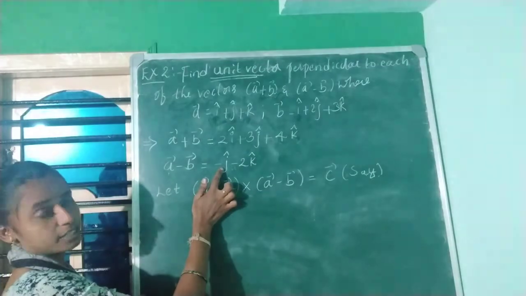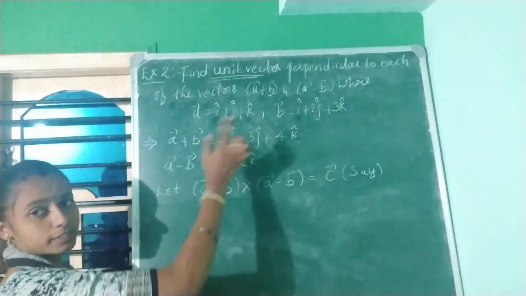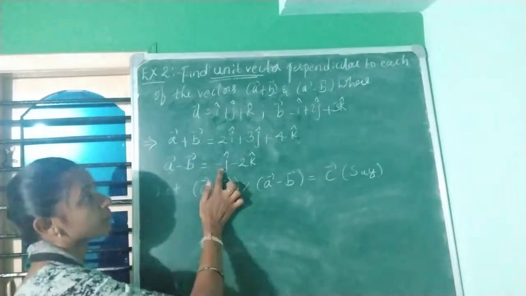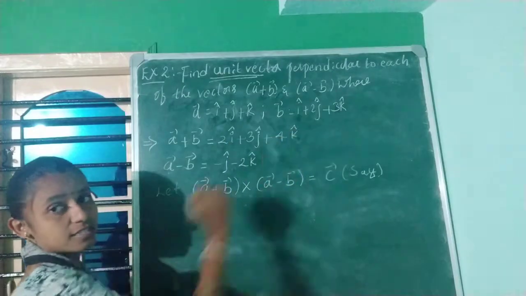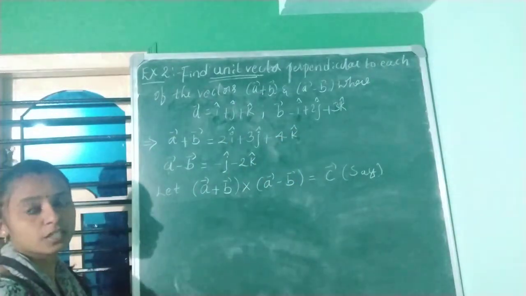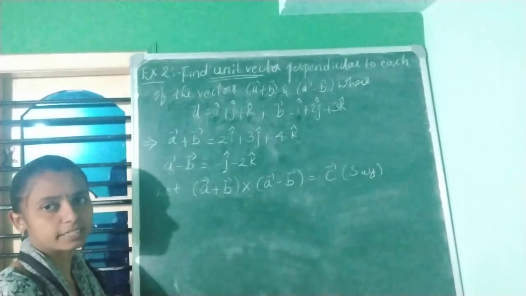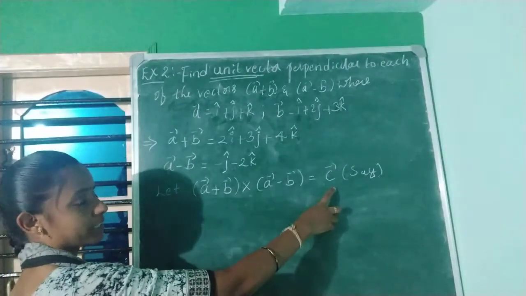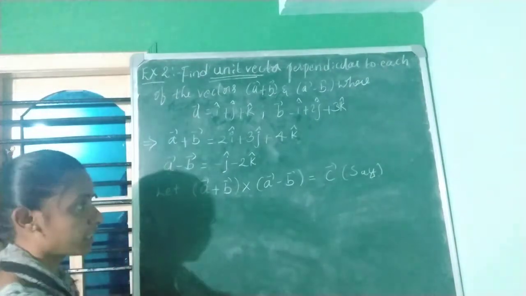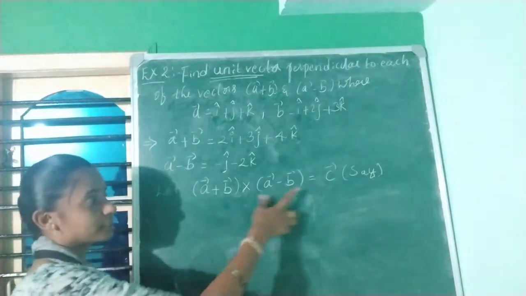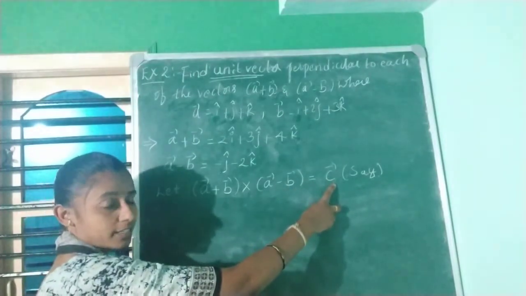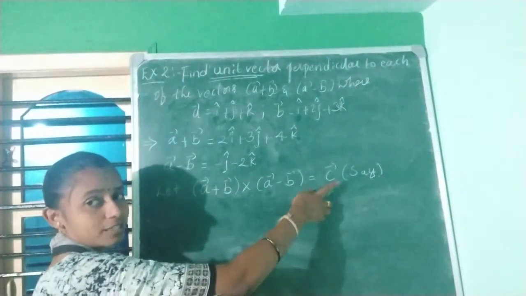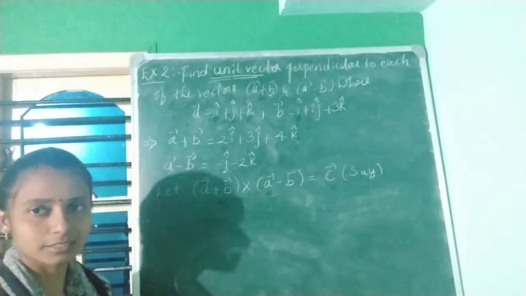Next, a minus b: i minus i, both get cancelled. Next, j minus 2j will be minus j. Next, k minus 3k is minus 2k. So instead of writing all the steps, that is a plus b cross a minus b, to reduce that, I just take another vector. As we know, the cross product of any two vectors is again a vector, right? So I'll just take another variable, that is c.